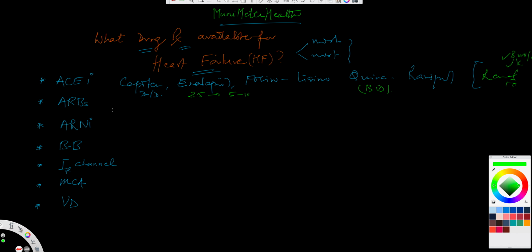Now, ARBs. The three of them that really stand out in the ARBs are candesartan, then you have losartan or Losar, and then you have valsartan. Okay, so they are the artans. Those ending in artan are all ARBs. If they are ending in prils, then automatically they are the ACE inhibitors.